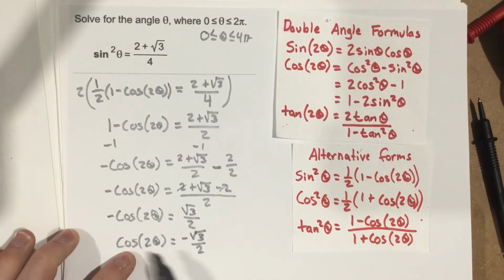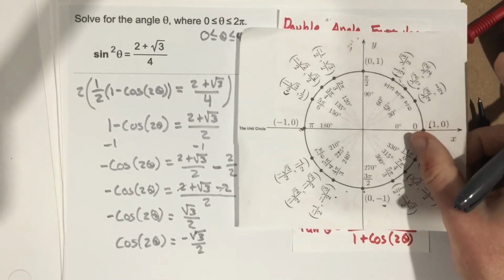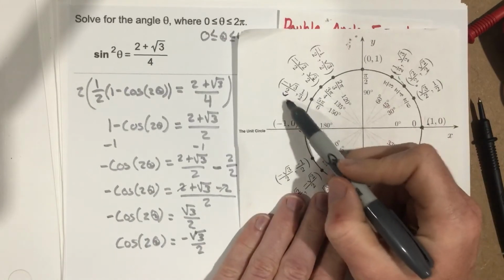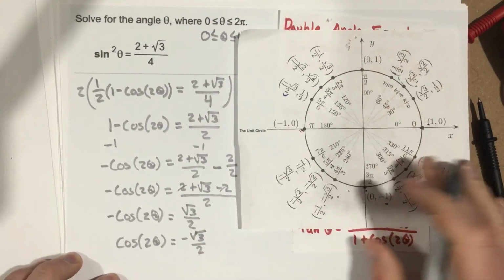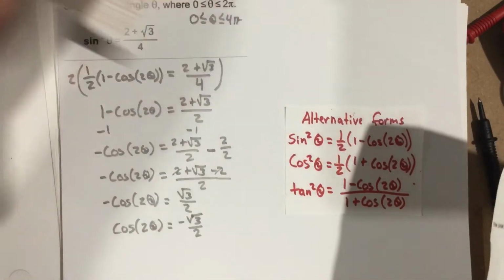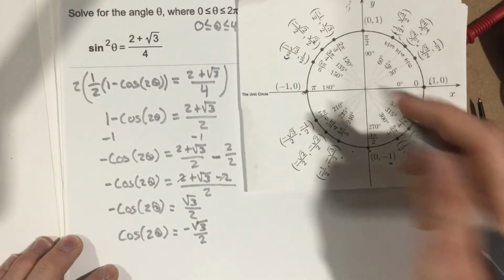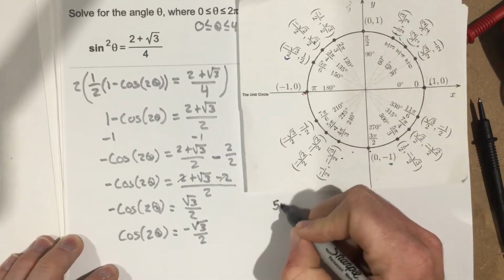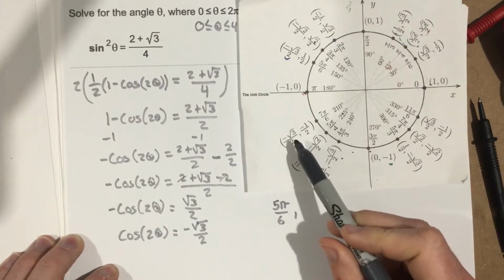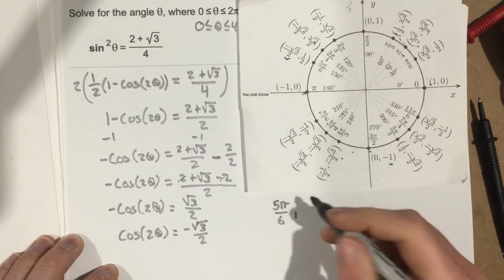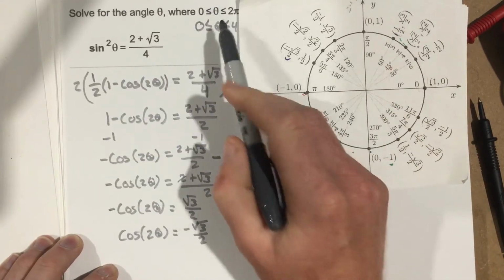When does cosine equal negative root 3 over 2? We go to the unit circle and we look for the x value of negative root 3 over 2. So we know one of them is 5 pi over 6. So I'm going to write that here. I've got 5 pi over 6 as one of those solutions. Where's negative root 3 over 2 again? That's right here at 7 pi over 6. And it only occurs in those two spots in the first revolution around.